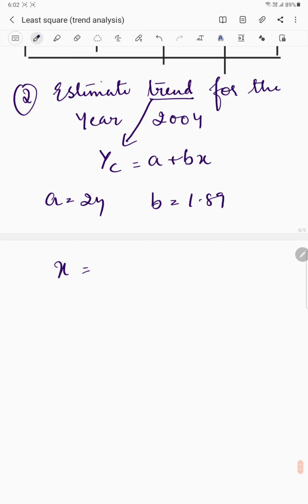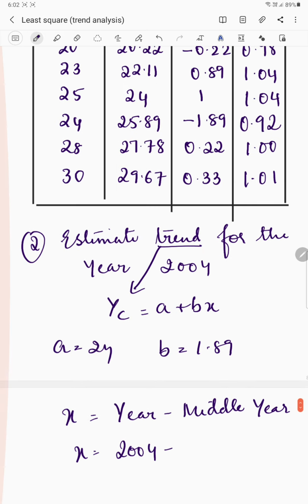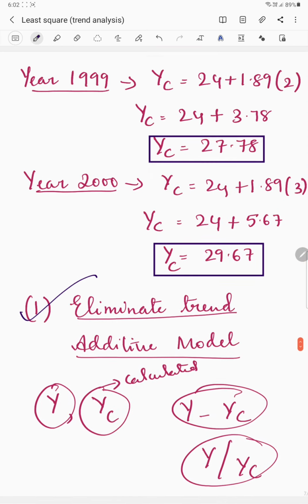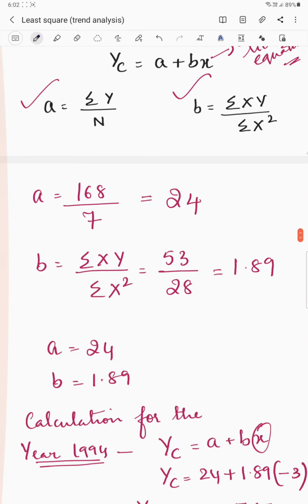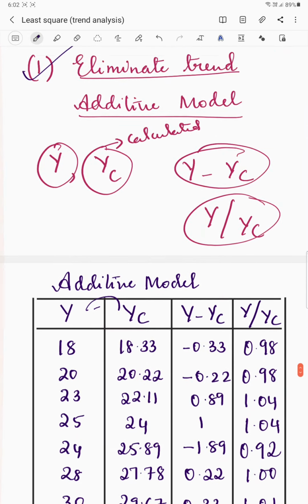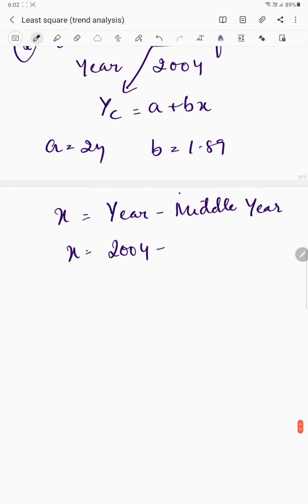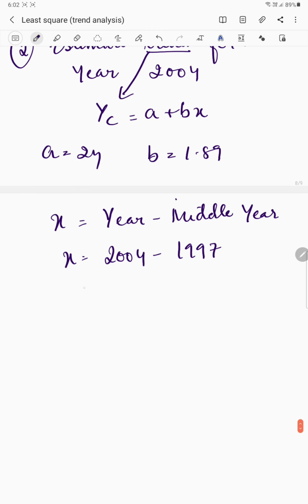So when an odd number of years are given, x is year minus middle year. Okay, so x is equal to, what is the year? Now the year he is giving is 2004 minus the middle year from the table. Don't try to understand much and try to fit into that. Don't do it. 1997. So x is equal to 2004 minus 1997, which is 7 years.